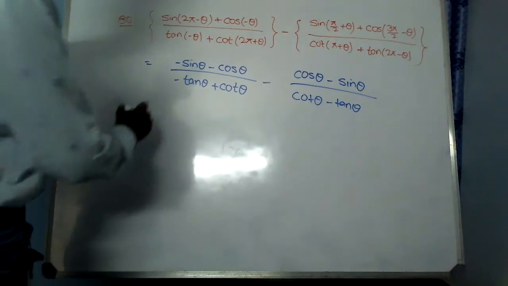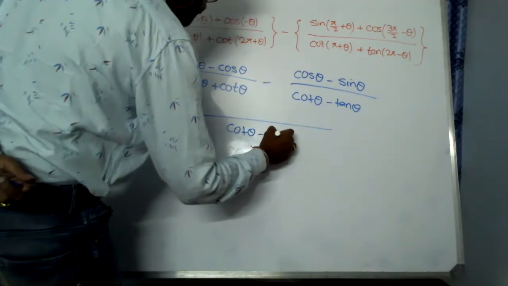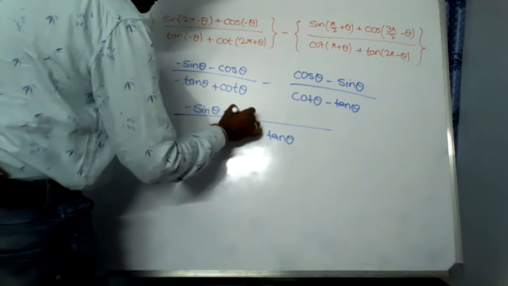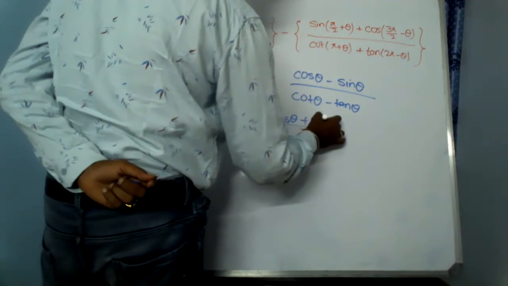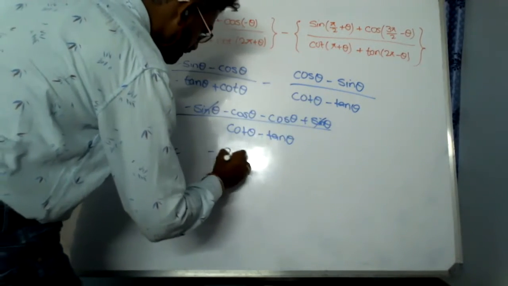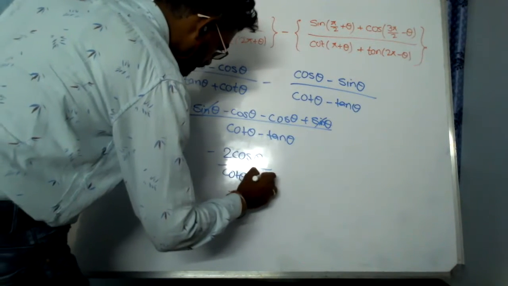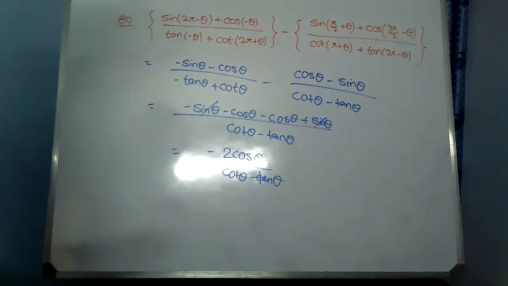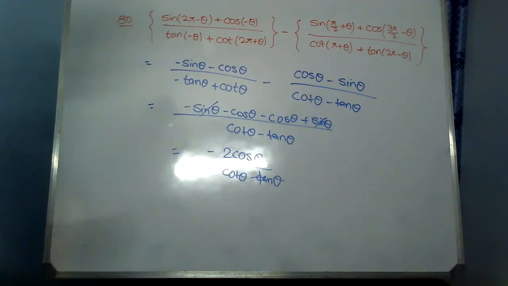If you see the numerators are same, so we can take the LCM as cot theta minus tan theta, and my numerator will be minus sine theta minus cos theta minus cos theta plus sine theta. So minus sine theta plus sine theta is gone, that will be minus 2 cos theta divided by cot theta minus tan theta. What are the values they have given for this? Okay, the values are something like that, so that means you have to simplify it further.